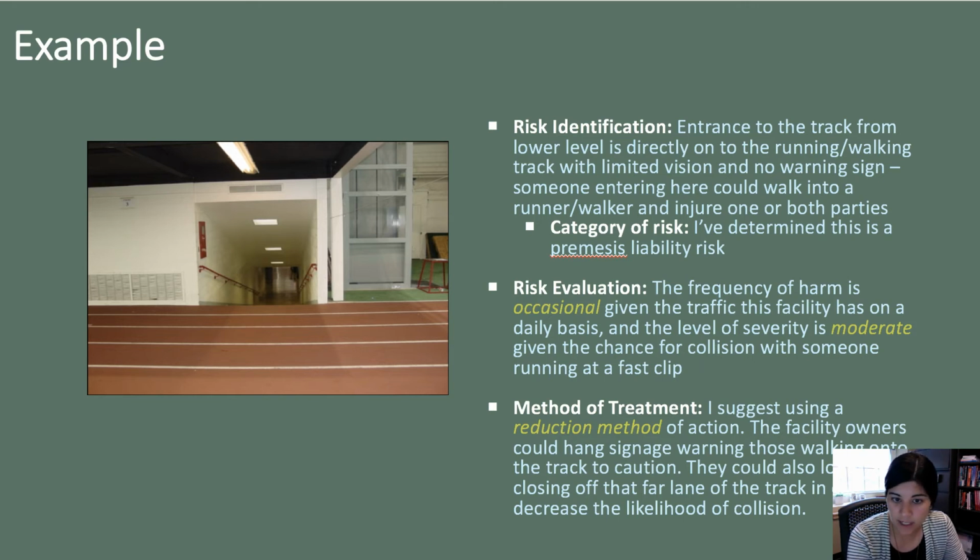So I'm not going to read through all this. Take some time to read through what I've done here. You can see this is a photo from Horton Fieldhouse here at ISU. So you can see here I've gone through the 3 steps. I've identified the risk. I've acknowledged the category of risk. I've gone through that evaluation process of determining both frequency and severity, and then I've come up with a method of treatment.